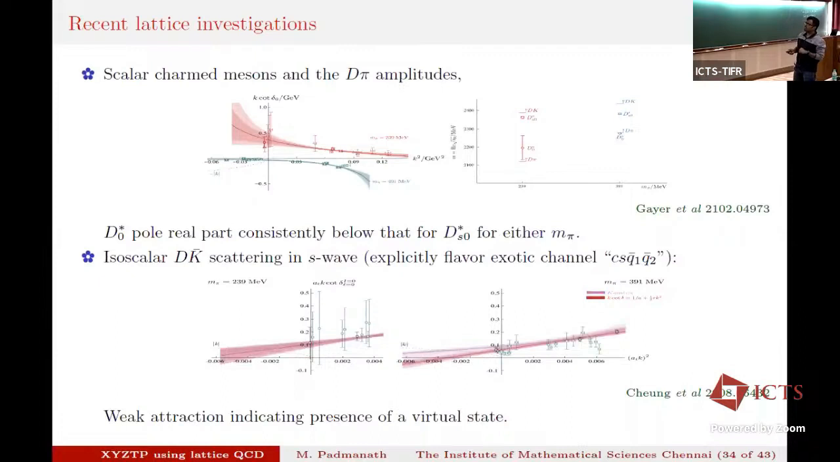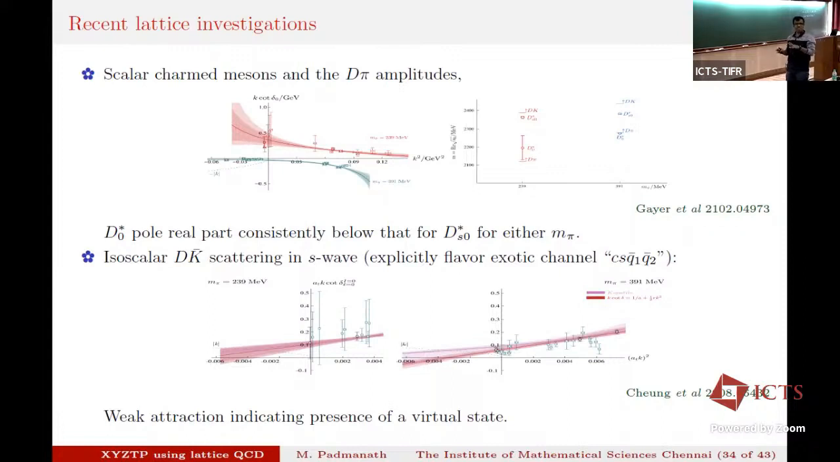All right, so I just glimpse through two of those recent calculations. This one is not really an explicitly exotic channel, where they try to extract a D pi amplitude and have some pion mass dependence. While here, this is a summary of a similar calculation, but in the explicitly flavor exotic channel, where you can see that this is c, s-bar and two light quarks in it. So basically there are four quarks in it, which leads to a conclusion that they also see a virtual bound state kind of scenario.